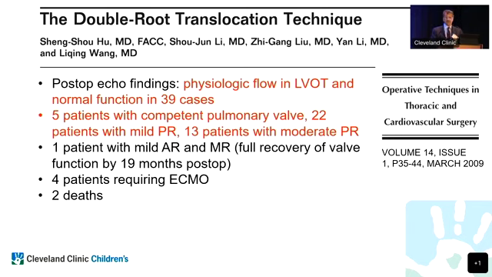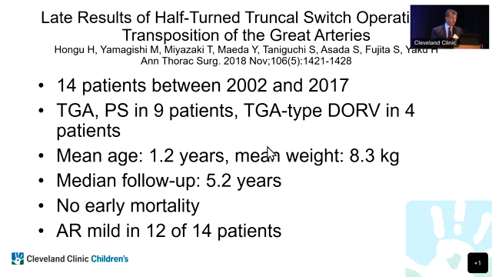I personally don't think that it's worth it, and it all depends on what the pulmonary valve size is, what the function of the pulmonary valve is, and the elements of obstruction below the pulmonary valve. So all these have to be taken into account when you do this procedure. So what they found also, again, physiologic flows in the LV outflow tract, because obviously of the aortic translocation part. 5 patients had competent pulmonary valves based on their data. 22 patients had mild PR, 13 patients had moderate PR. So this is how you look at those patients, if you want to preserve that pulmonary valve complex or not.